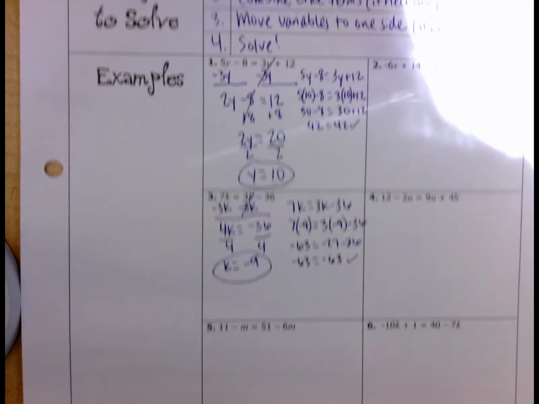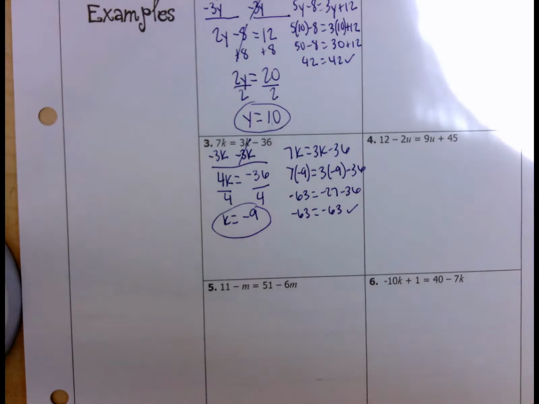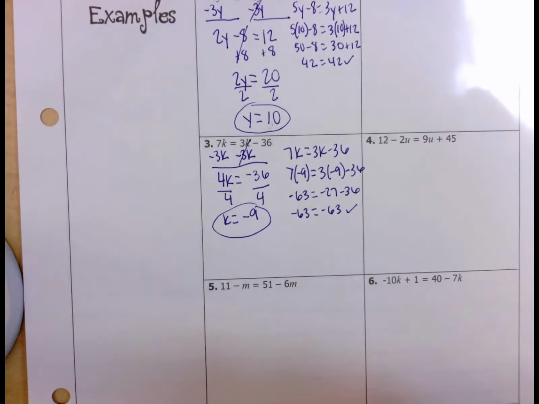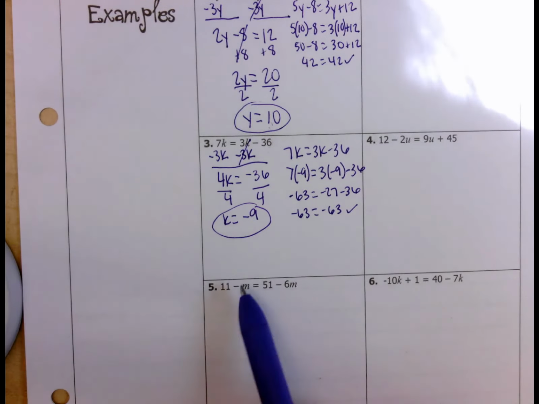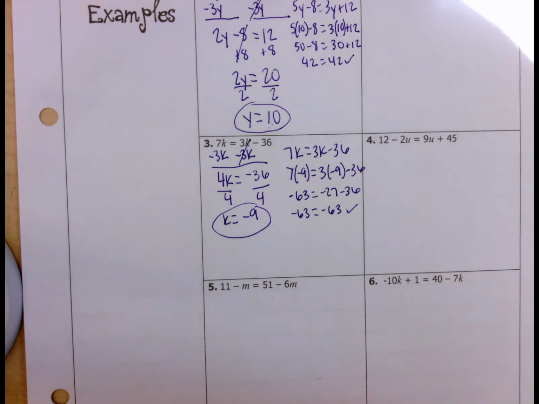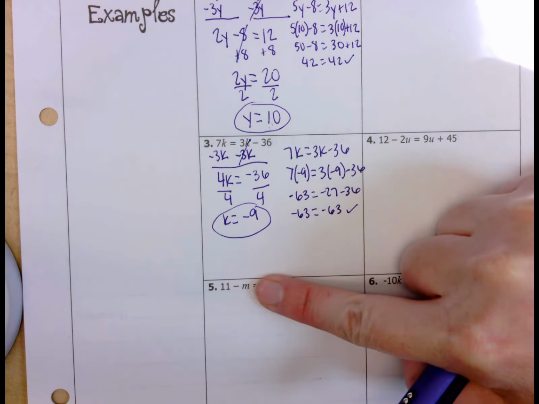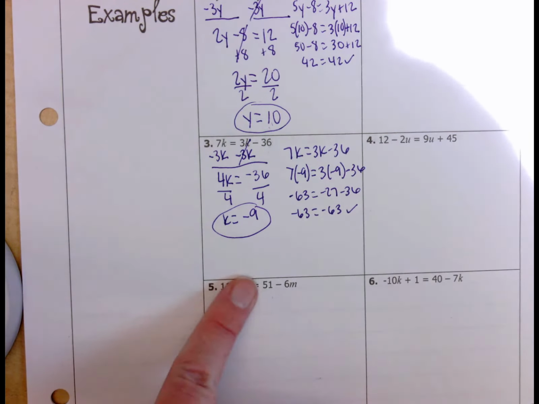Okay, we're going to continue. I'm going to do one more example here, and then we're going to pause, and we'll do another video with the rest of the examples. So number 5, again, first step is to distribute. We don't have anything to distribute. Second step is to combine like terms. If I look over here, nothing to combine. I can't combine that 11 and that m. Nothing over here. I can't combine the 51 or the negative 6m.